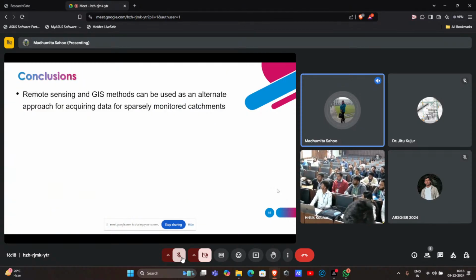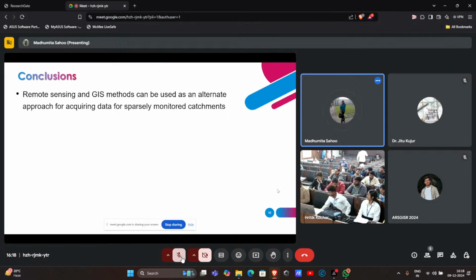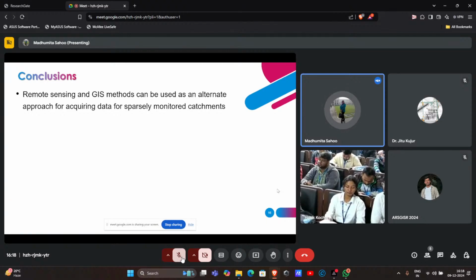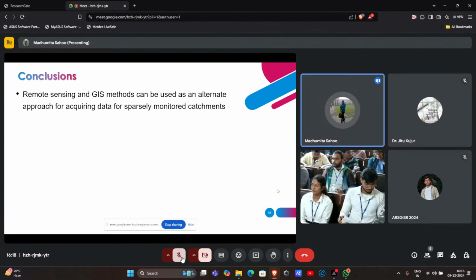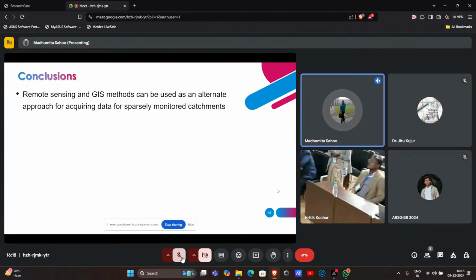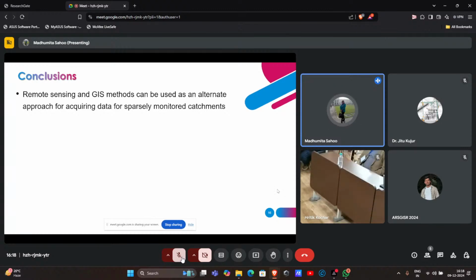So, in conclusion, we can say the remote sensing and GIS methods can be used as an alternate approach for acquiring data for sparsely monitored catchments. There are many catchments you will come across in your life which are not very regularly monitored or regulated, or there is hardly any data. In those cases, you can always rely on remote sensing and GIS methods as a first step or a priori step before going into the development of other monitoring or observation of things.